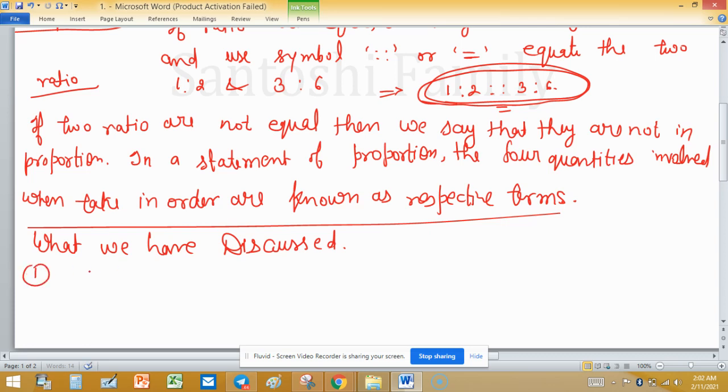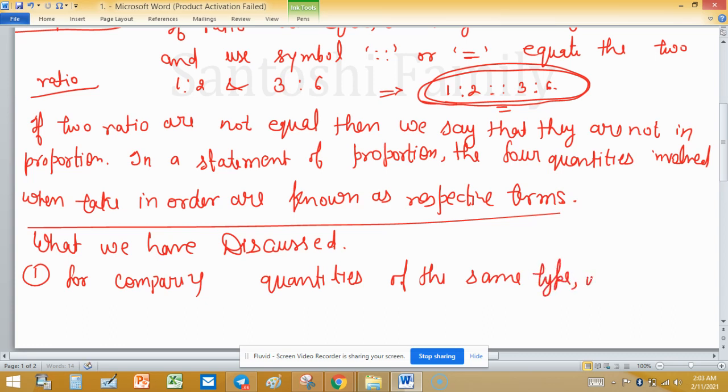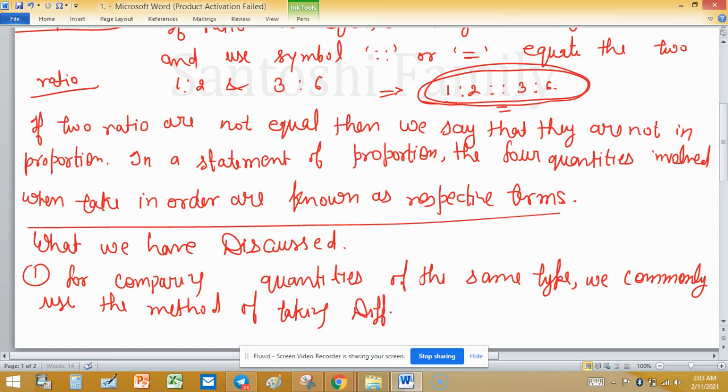First point is, for comparing quantities of the same type, we commonly use the method of taking difference between the quantities.